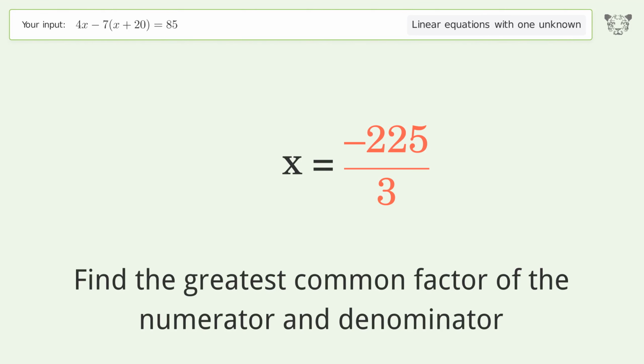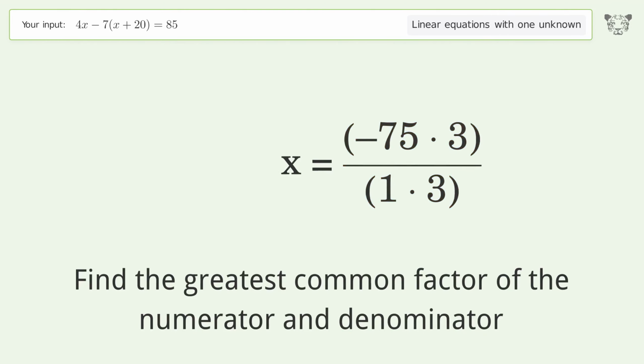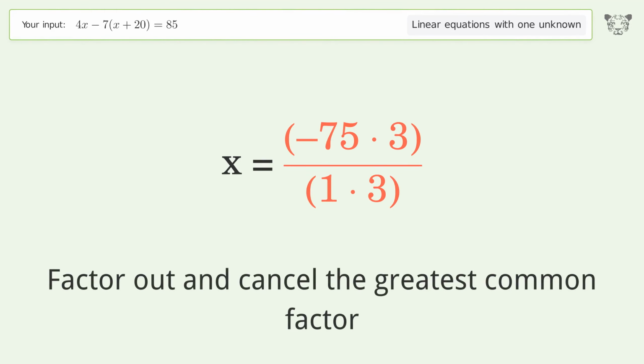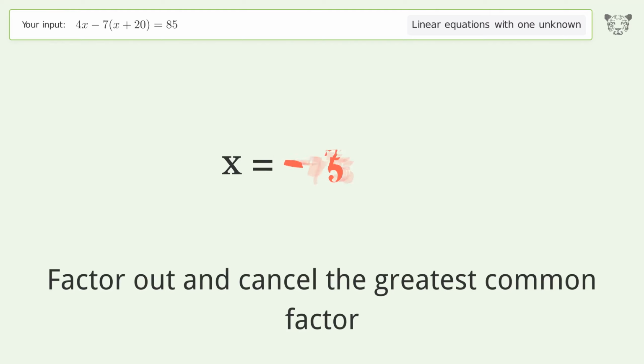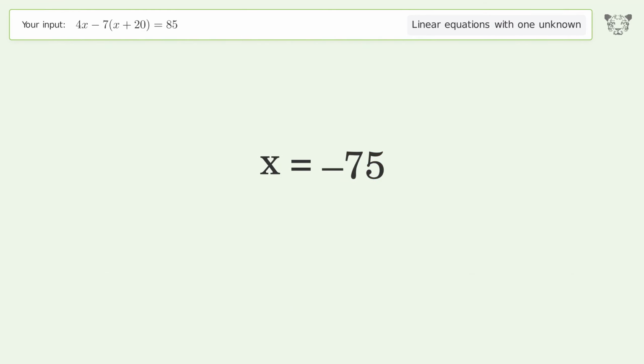Find the greatest common factor of the numerator and denominator. Factor out and cancel the greatest common factor. And so the final result is x equals -75.